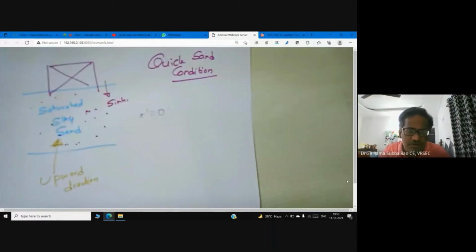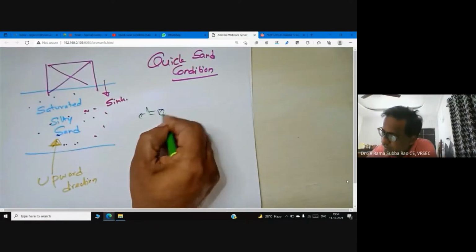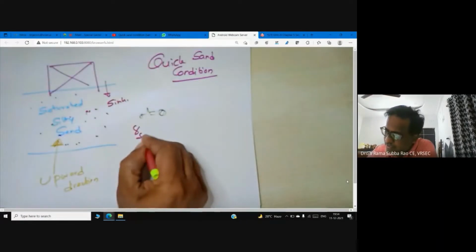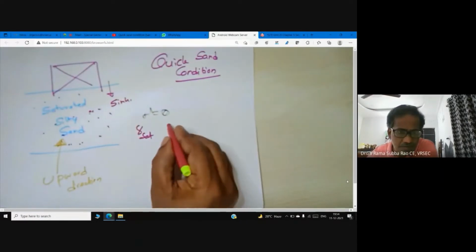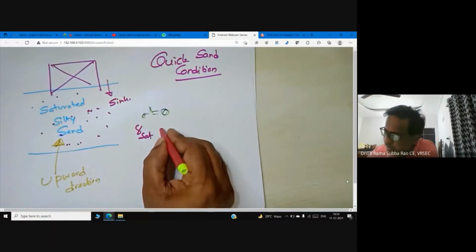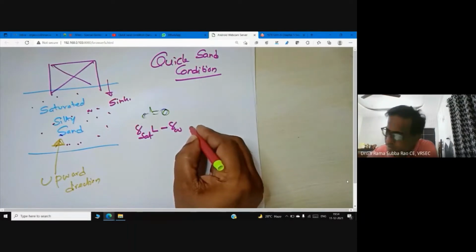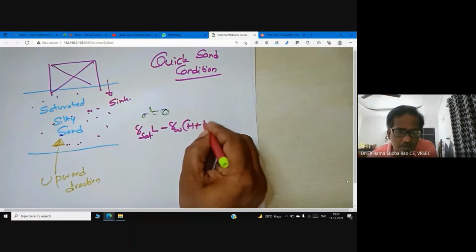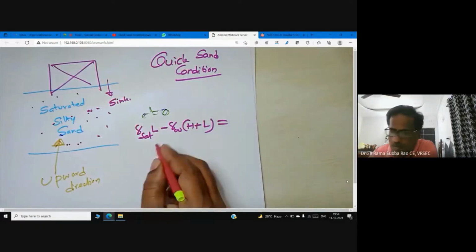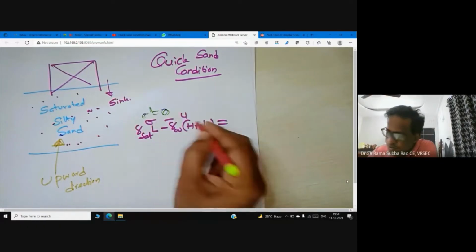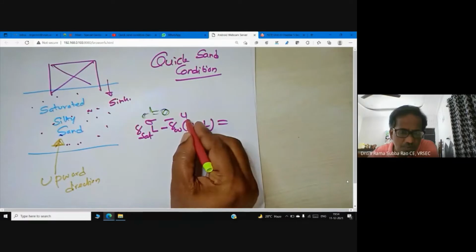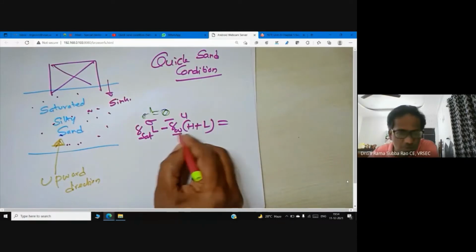Effective stress is 0. So I can write now: gamma sat into L minus gamma W into H plus L, which is equal to sigma minus U. U, you see, you are calculating pore water pressure. That's why you are multiplying with unit weight of water.